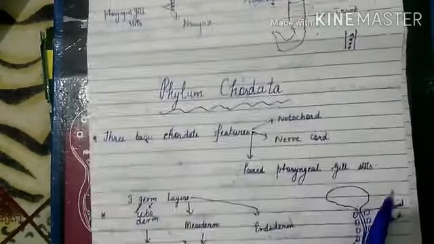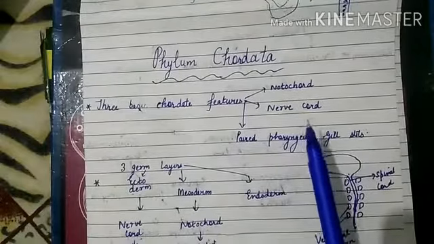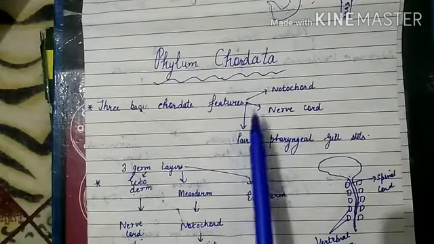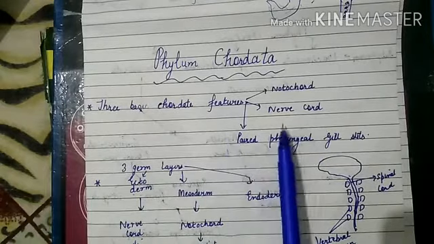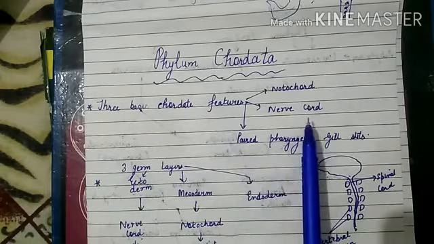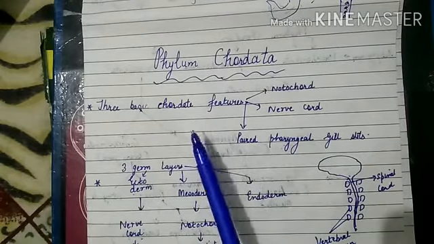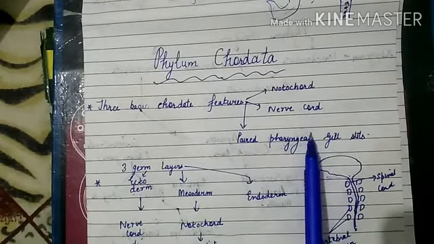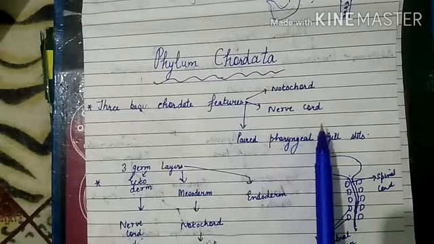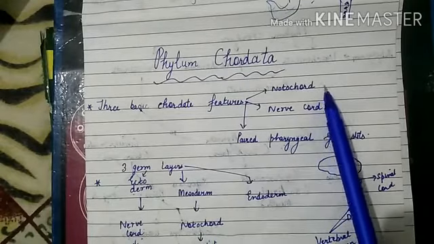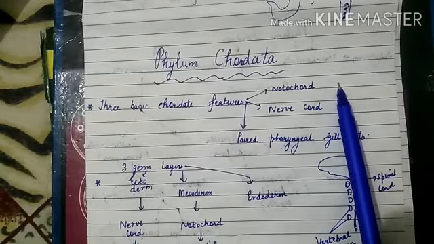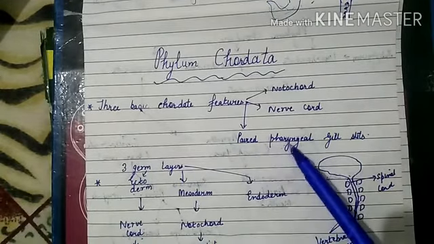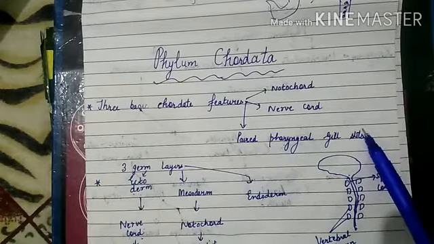Then let us see phylum Chordata. First of all, you should know the three basic chordate features to consider whether an animal is chordate or non-chordate. To consider it a chordate, three chordate features must be present in that particular animal. So what are these features? First is the presence of notochord, then the presence of a nerve cord, then the presence of paired pharyngeal gill slits.